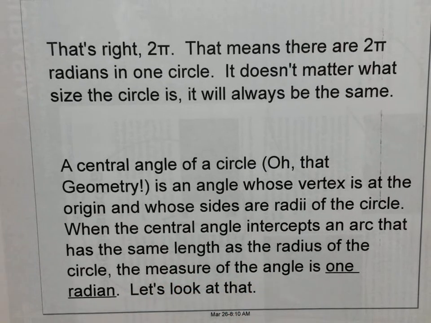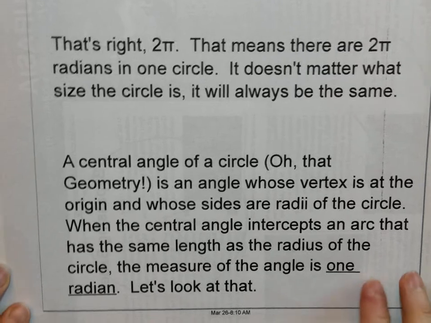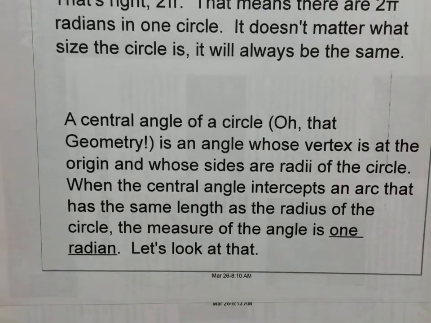If we were in class, I would be walking you through that, showing you how that all works together. But we're not, so we're going to do it this way. A central angle of a circle, in geometry, is an angle whose vertex is at the origin and whose sides are radii of the circle. So, definition: when the central angle intercepts an arc that has the same length as the radius of the circle, the measure of the angle is 1 radian. 1 radian. Let's take a look at what that means.